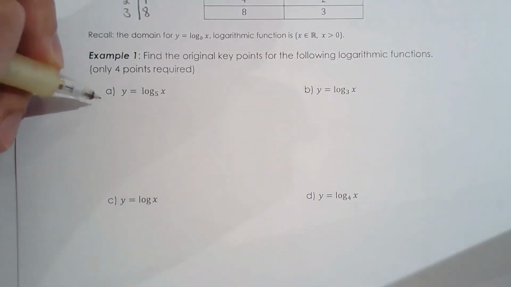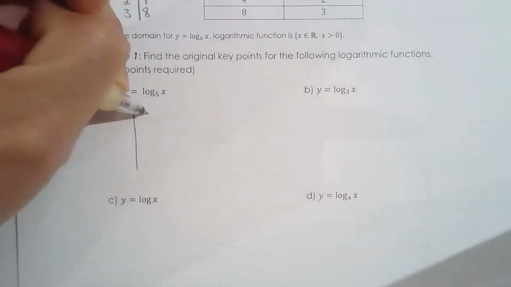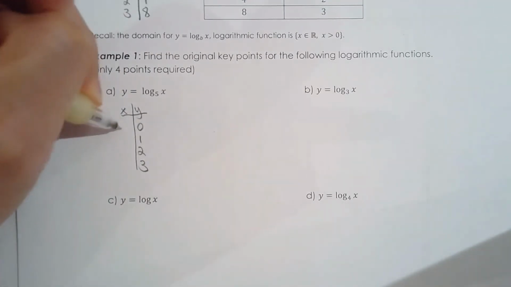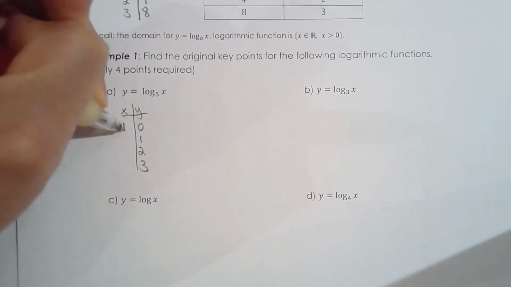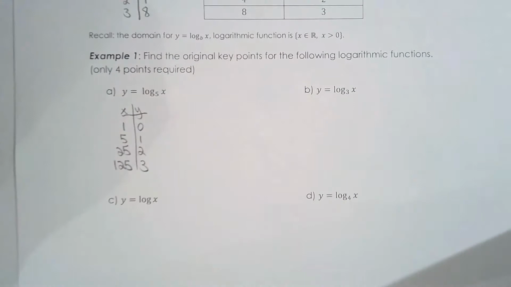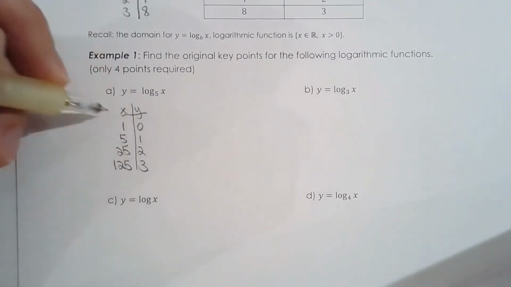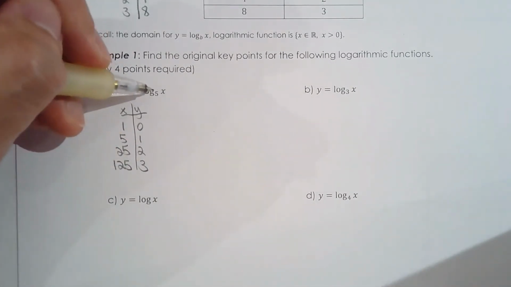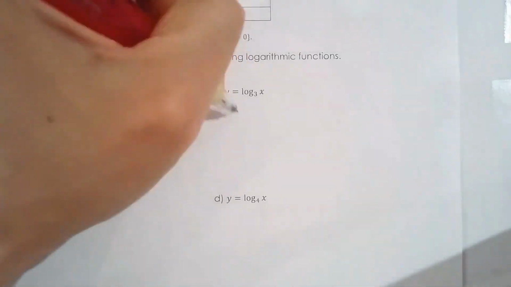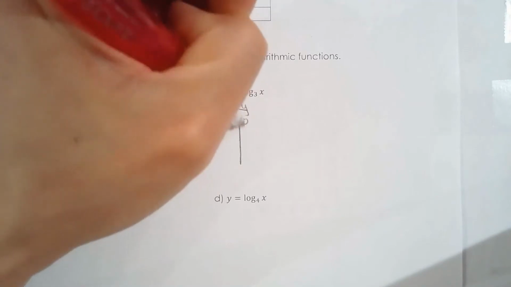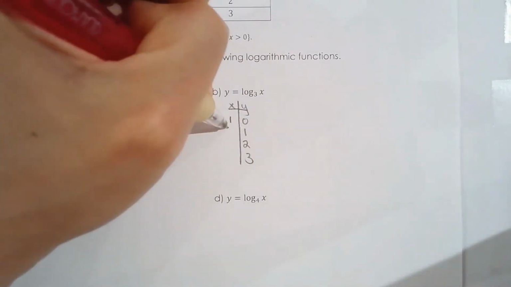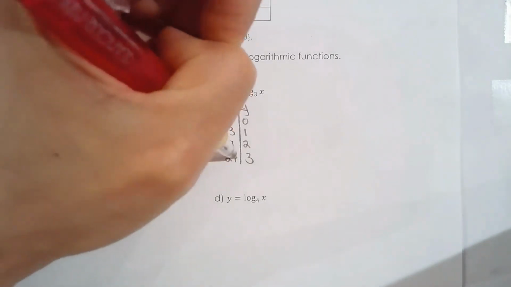So for example, y equals log base 5 of x, no problem. 0, 1, 2, 3. So the x values would be, what's 5 to the 0? 1. 5 to the 1, 5 squared, 5 cubed. Okay, so if I'm asked to transform log base 5 of x, I'm going to use these points. Log base 3 of x, 0, 1, 2, 3. So 3 to the 0, 3 to the 1, 3 squared, 3 cubed.